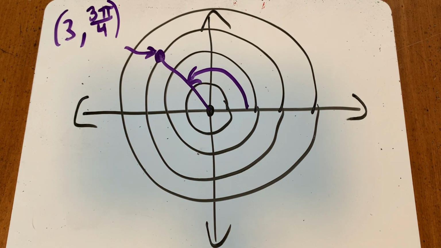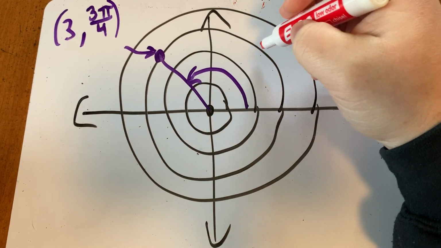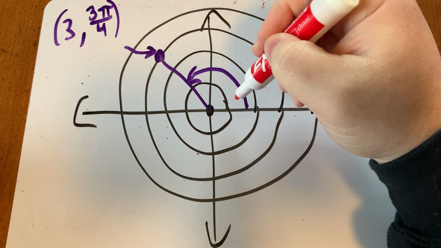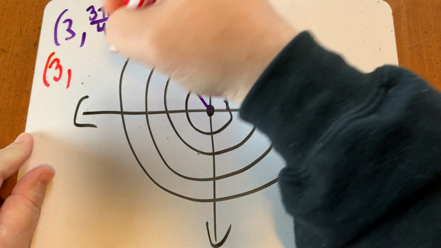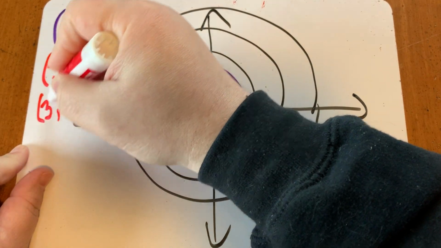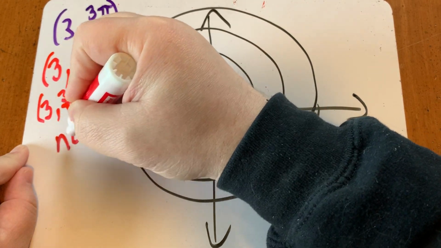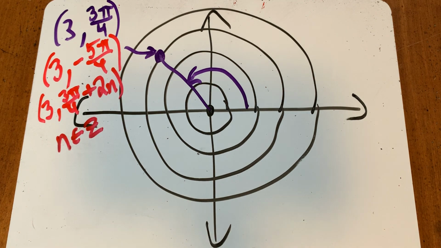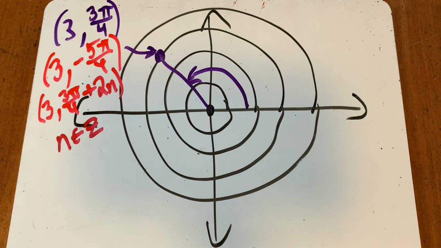In fact, there's an infinite number of standard position angles that represent this, because you could continue going and get any coterminal angle that ends at that position. And you can go backwards as well. So this point could also be 3, negative 5 pi over 4. Or really, 3, 3 pi over 4 plus 2 pi n, where n is an integer. So for every polar coordinate, there's an infinite number of ways to represent it. So that's how we can represent that polar coordinate, and any of those work.